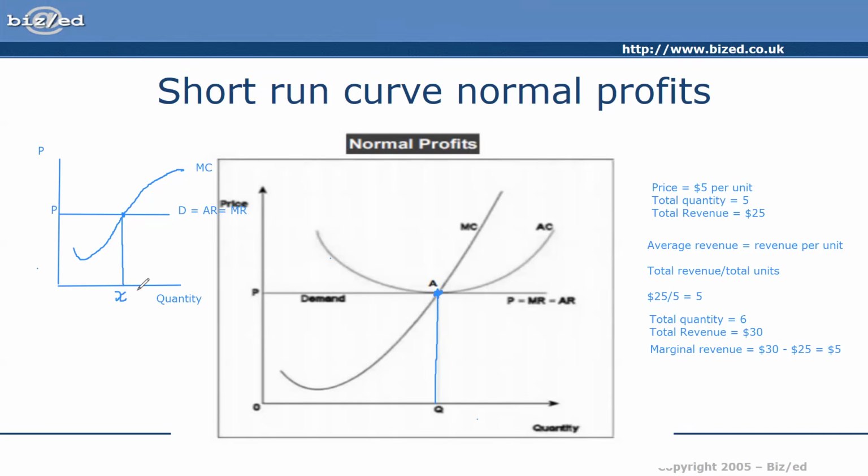Now for us to know if we're making supernormal profits, normal profits or losses, it all depends on where our average cost is. For normal profits, our average cost has to be equal to our average revenue at this point where we are producing, where we maximize our profits. Our average cost curve looks like a wide U, and it'll come like this.